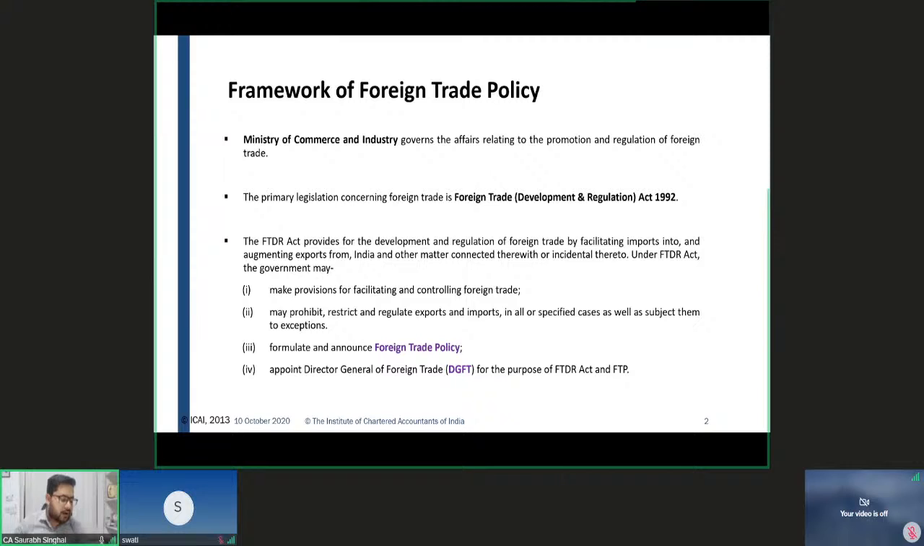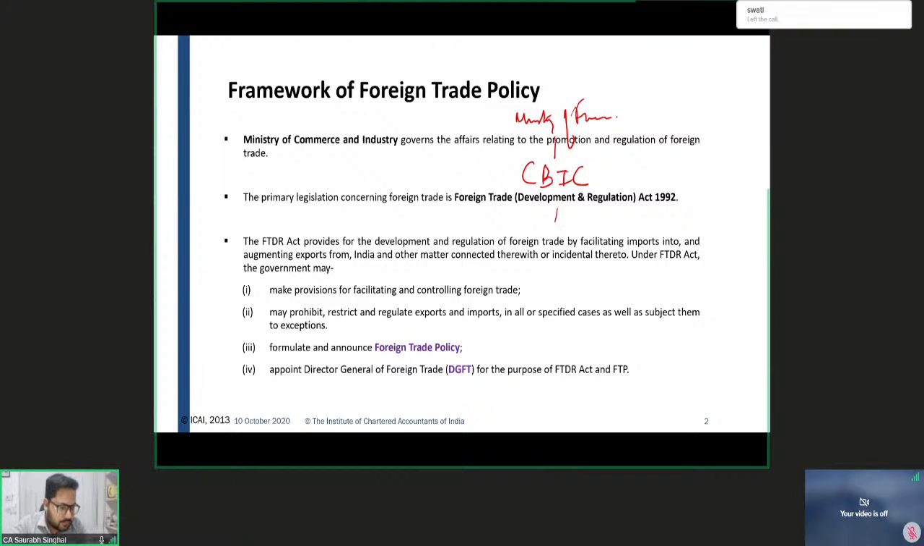So, if we are to track the hierarchy of the indirect taxes in terms of GST and customs, it would be like Ministry of Finance, then CBIC, which was earlier called CBEC, Central Board of Indirect Taxes and Customs, and then you have these laws, wherein you have a separate GST department and you have a separate customs department.